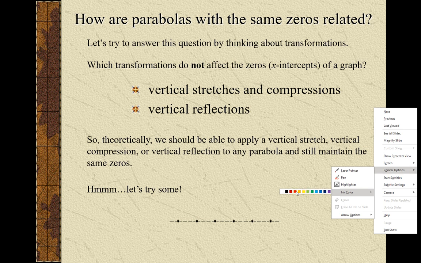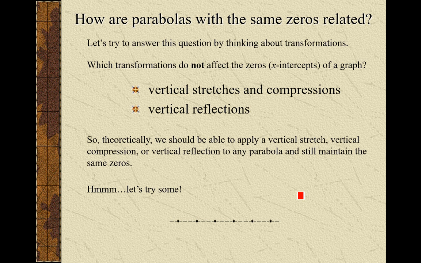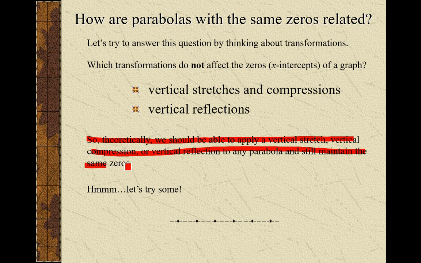So theoretically, we should be able to apply a vertical stretch, vertical compression, or vertical reflection to any parabola and still maintain the same zeros. Okay? That should be allowed. You should be able to do those things.